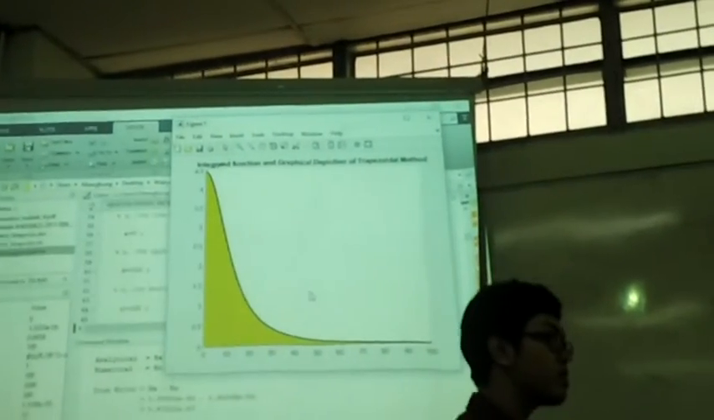Berapa data Mas punya? Berapa data punya? Satu angkat gitu.